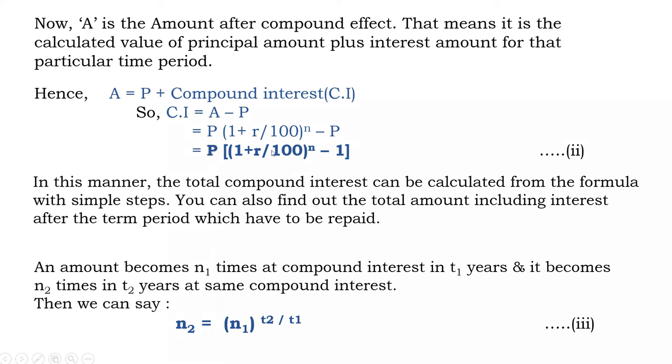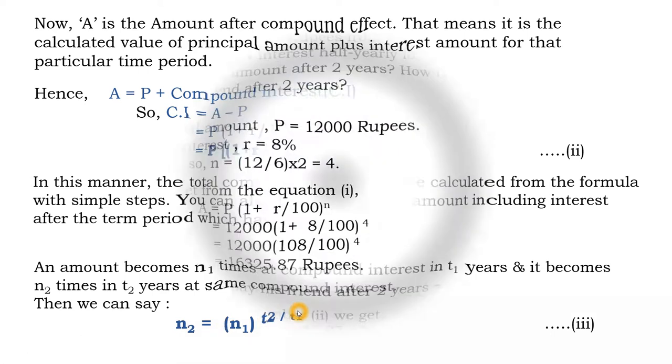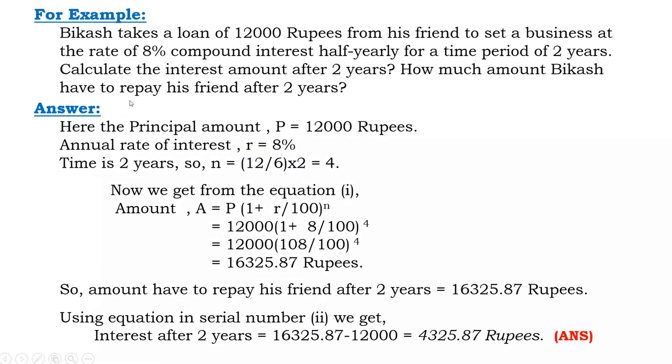Here is another type of question that may arise. An amount becomes n1 times at compound interest in t1 years, and it becomes n2 times in t2 years at the same compound interest. Then, in short form, we can say n2 is equal to n1 to the power t2 by t1.